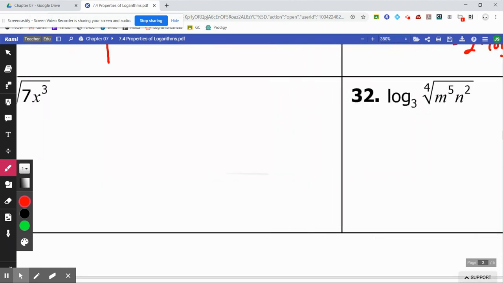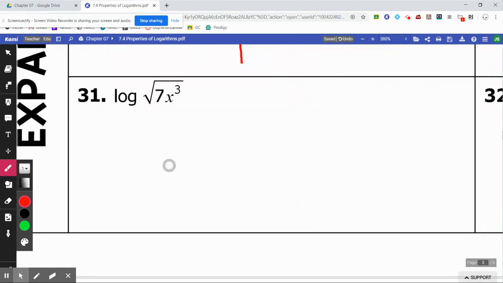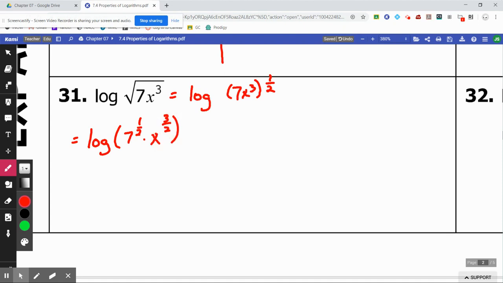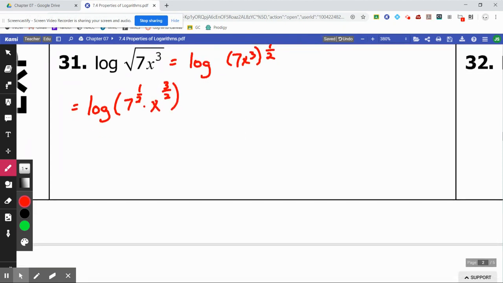Number 31, you have a square root. So the first thing we need to do is write that as an exponent. This would be the log of 7x to the 3rd written to the 1/2 power. And again, if you would like to, you could raise both of those to the 1/2 power, and we can do equals the log of 7 to the 1/2 times x to the 3/2. When I do 3 times 1/2, I get 3/2.